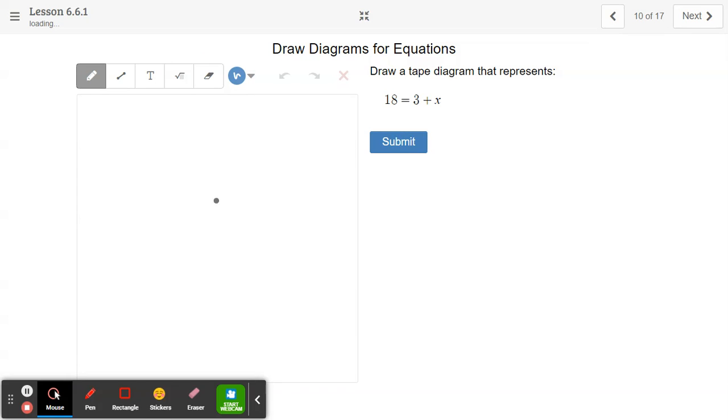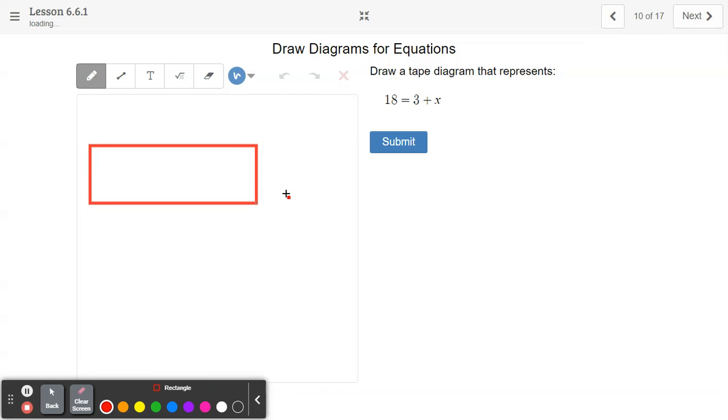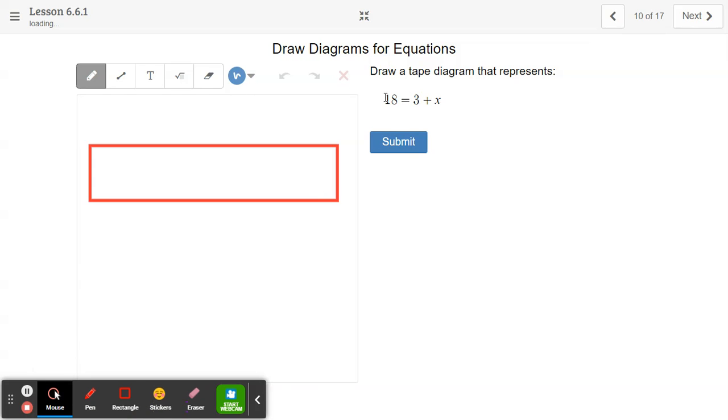So now we're drawing tape diagrams. To save time, I'm going to use my tool that you don't have, but I can draw a rectangle. This is showing a total of 18. Okay, so I know it's 18. And this equals 3 plus x. So I know I'm going to have a 3 on one side and an x on the other.